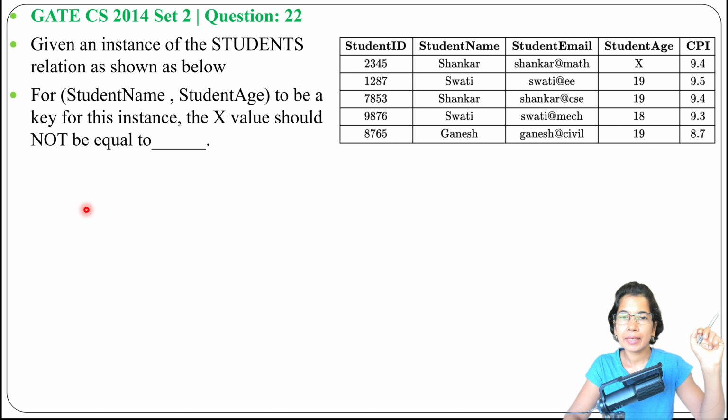Hey everyone, let's solve one previous question of DBMS. This question was asked in GATE CS 2014 set 2 question number 22. Given an instance of the student's relation as shown below. This is the student instance.